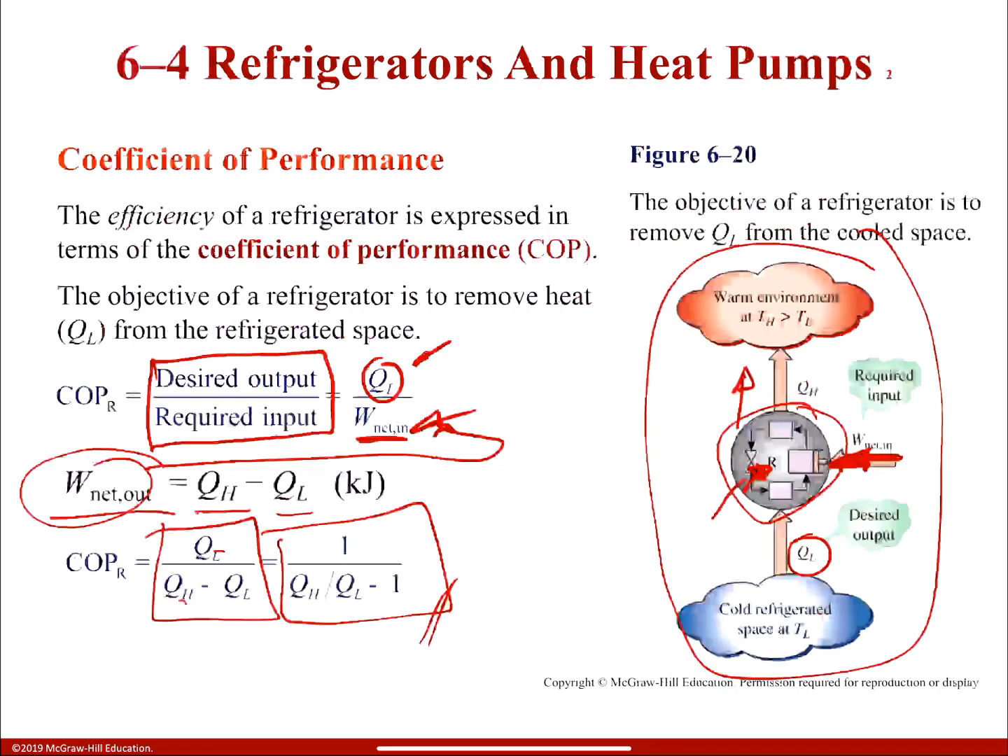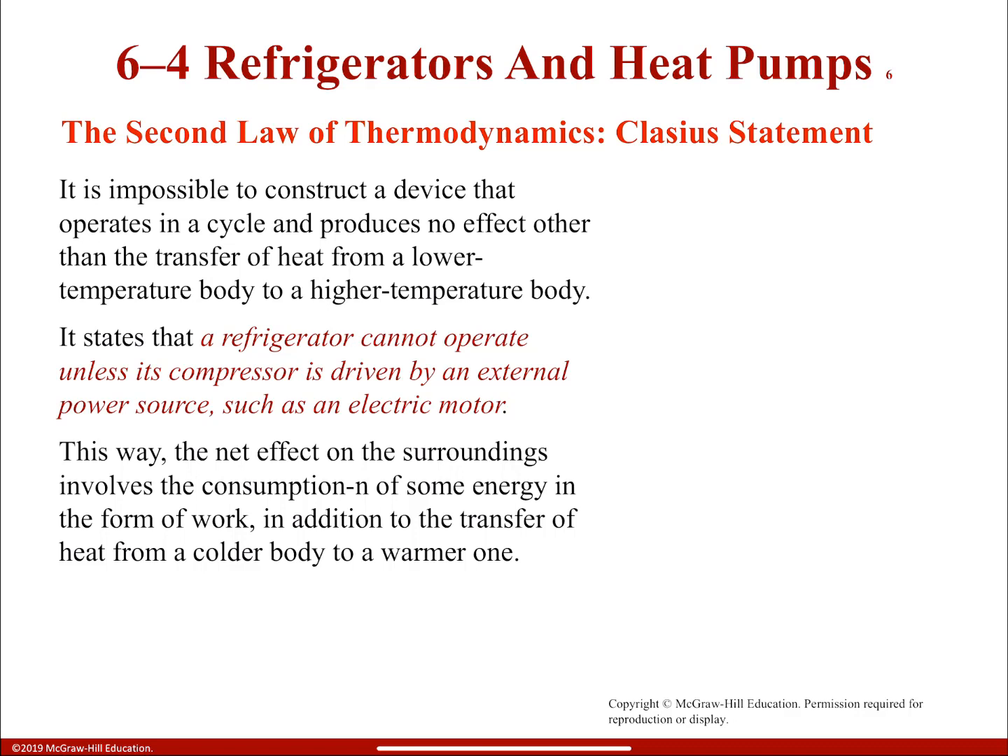It is impossible to construct a device that operates in a cycle and produces no effect other than the transfer of heat from a lower temperature body to a higher temperature body. It states that a refrigerator cannot operate unless its compressor is driven by an external power source, such as an electric motor. This way, the net effects on the surroundings involve the consumption of some energy in the form of work, in addition to the transfer of the heat from a colder body to a warmer one.